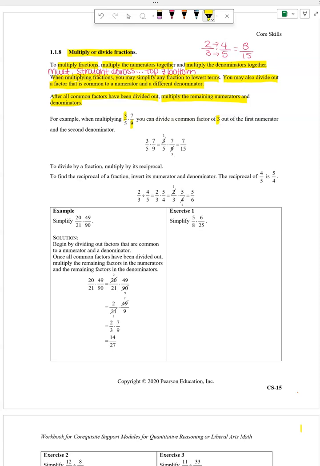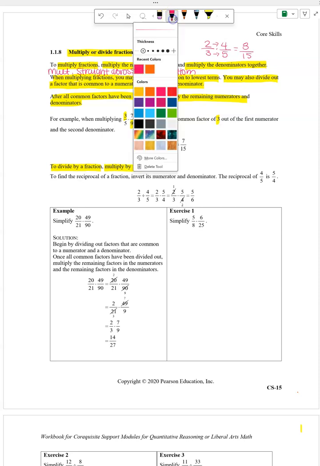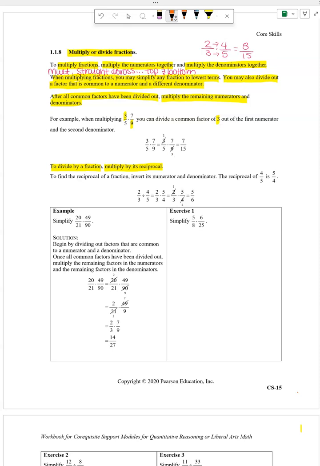Now let's talk about dividing. So to divide a fraction, you multiply by its reciprocal. Let's talk about what reciprocal is for a little bit. So to find the reciprocal of a fraction, you invert the numerator and the denominator. So when you think of a reciprocal, I want you to think flip. Okay? Because that's what you really do.